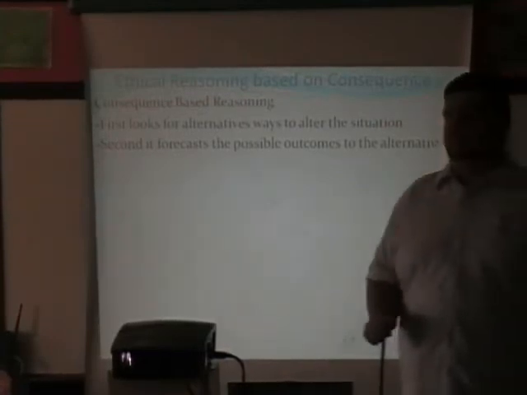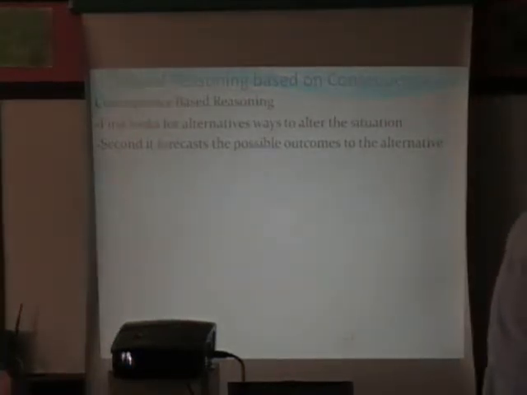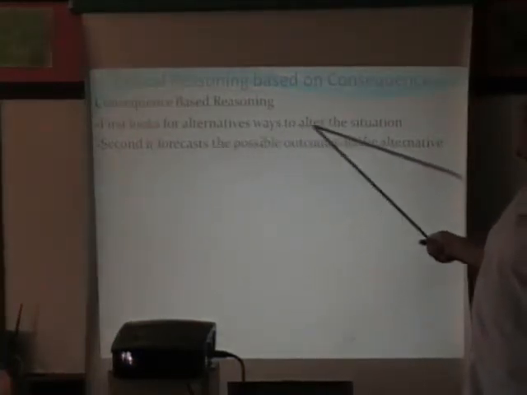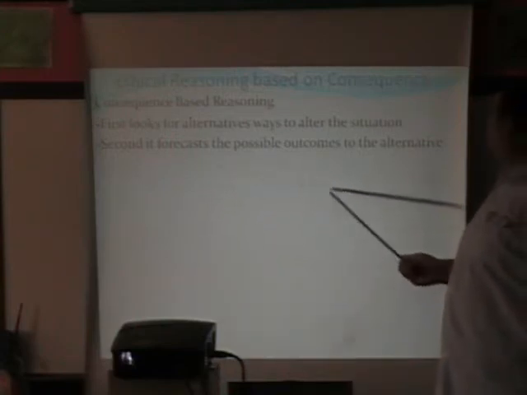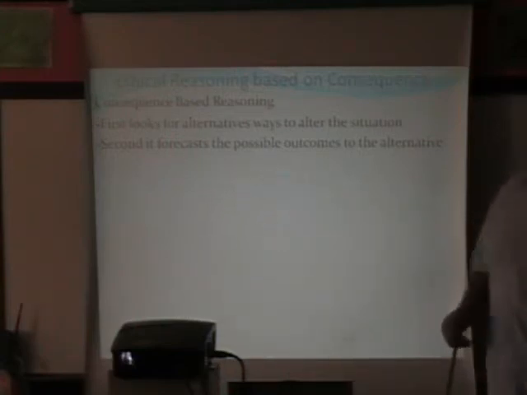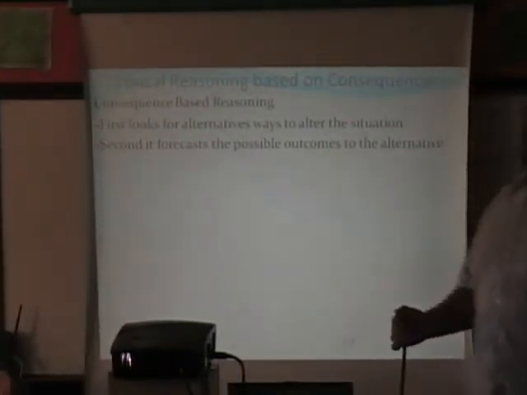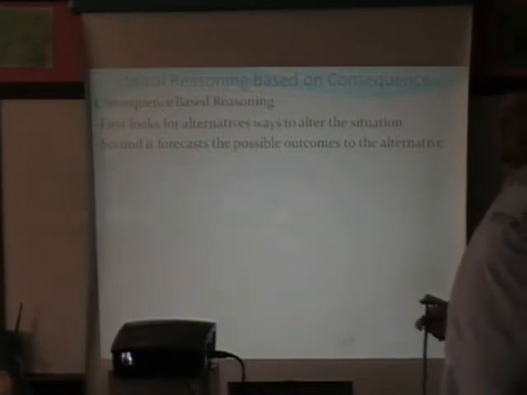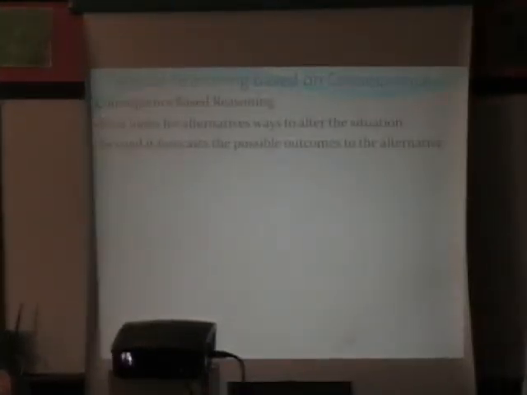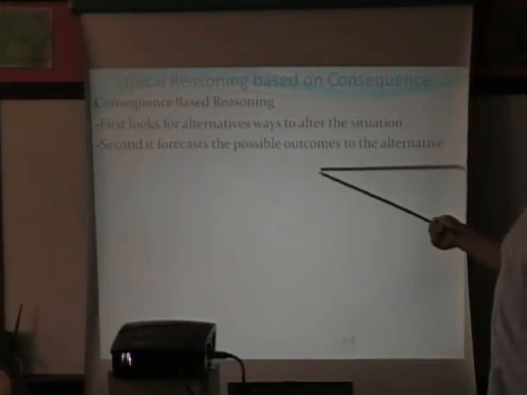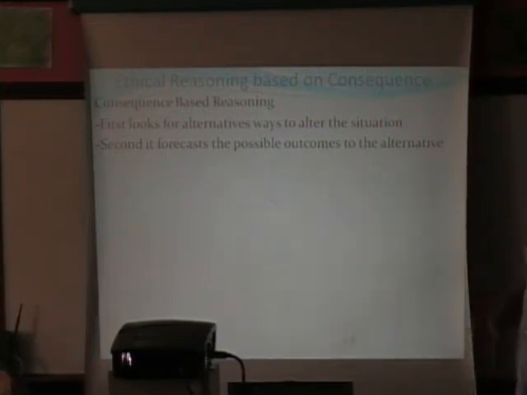What does that mean? All it means is you list all your alternative ways to alter your situation. Then you have to forecast what you think the outcome is going to be for each alternative. Now, there is no way to guarantee that the outcome you forecast is going to be right.